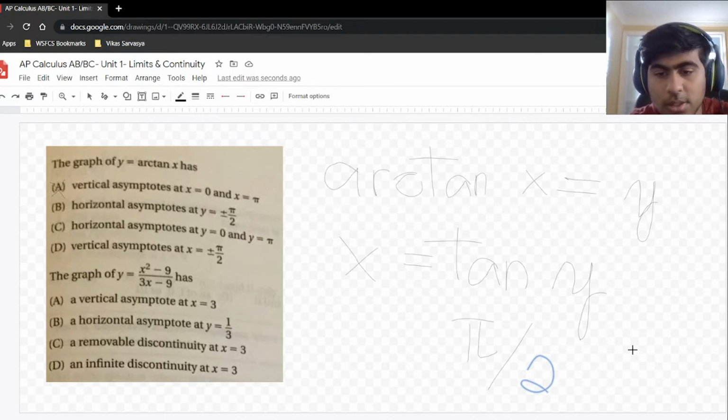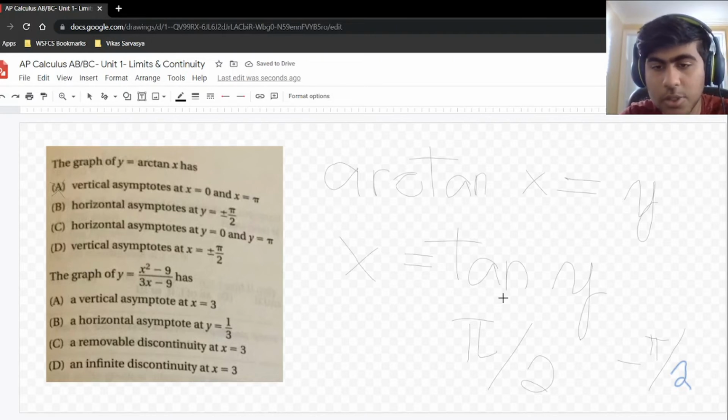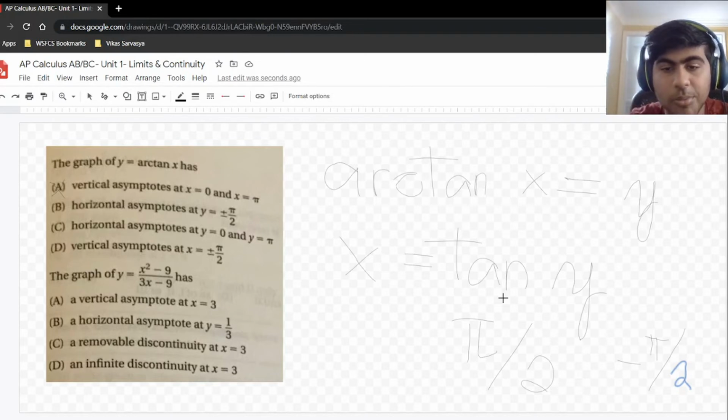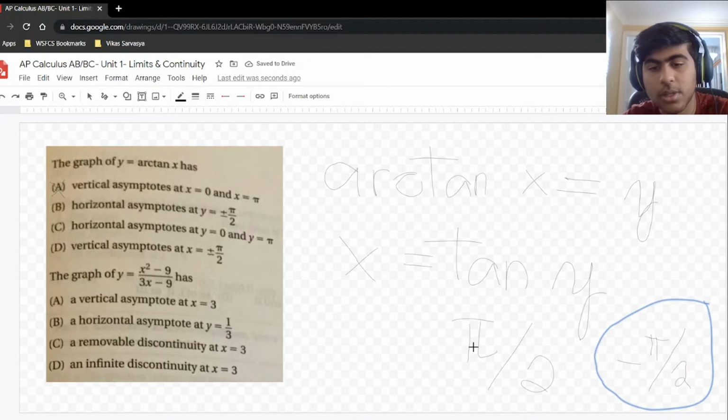Now this also works for y equals negative pi over 2. Remember that if we plug negative pi over 2 into tan y, sine y now approaches negative 1, and cosine y now approaches 0. So that would be negative infinity. In essence, as x approaches negative infinity, we approach minus pi over 2. And as x approaches positive infinity, we approach pi over 2.